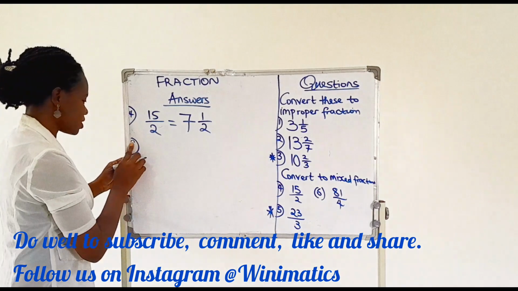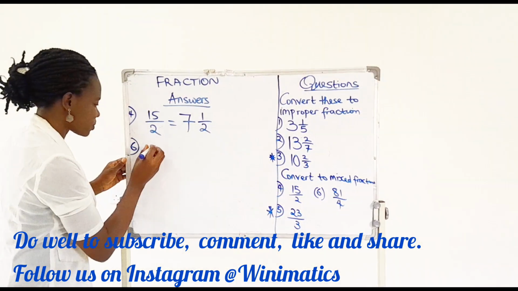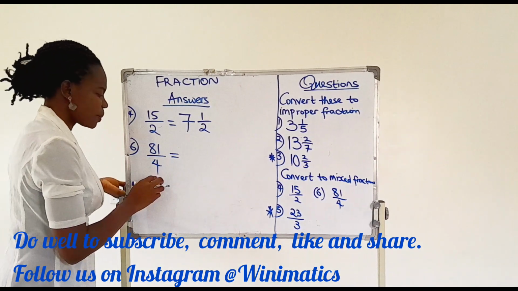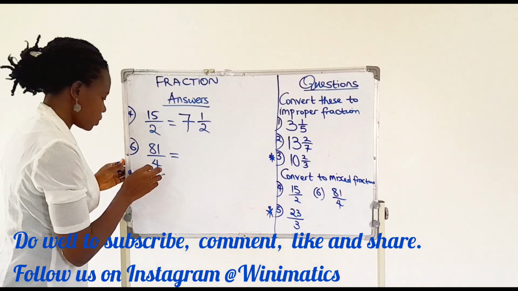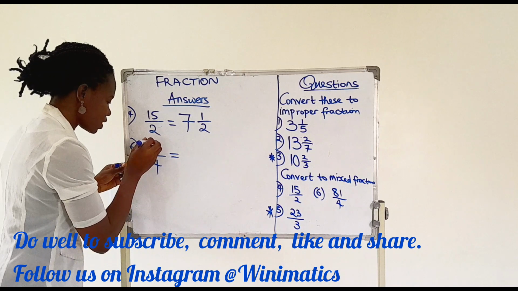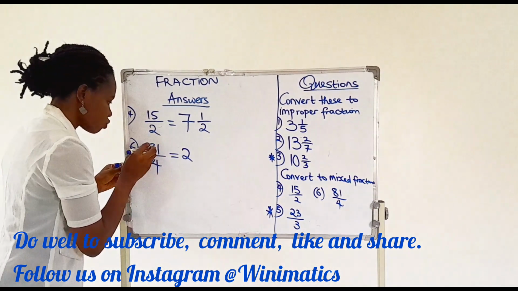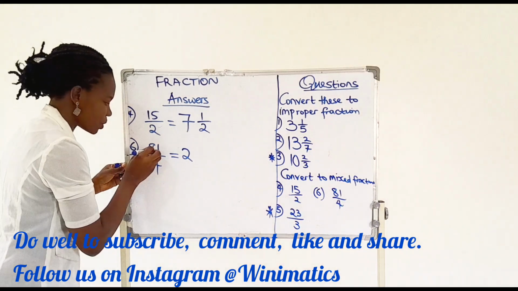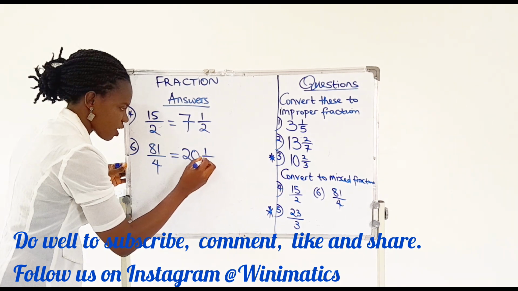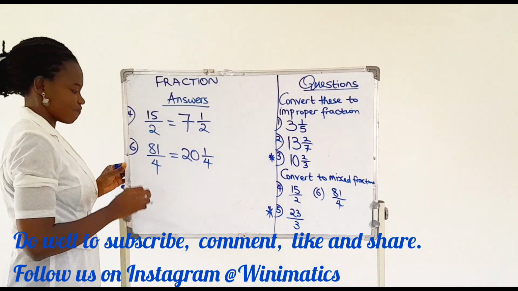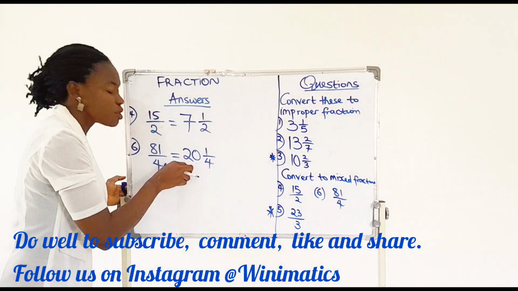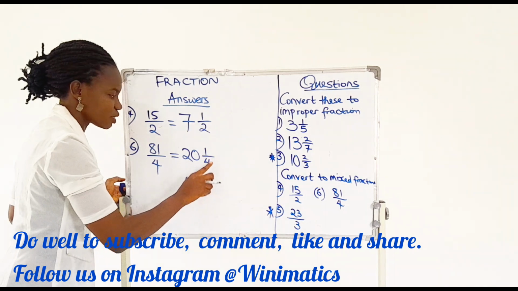Okay, so we go to number 6. Equally very simple. 81 divided by 4. So we're going to ask ourselves, how many times will 4 go in 81? So we do 4 divide 8. 4 divide 8 will give me 2. 4 divides 1 will give me 0, remainder 1. So see that remainder 1 here over 4. So 4 will go in 81 20 times, remainder 1. So the remainder 1 is this over 4.